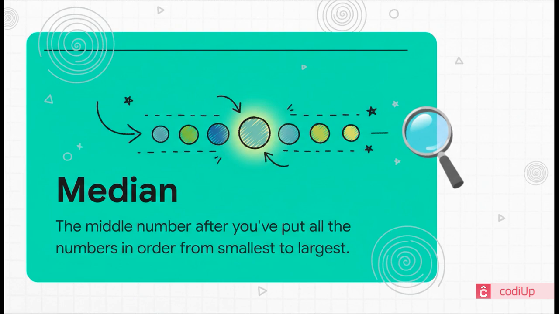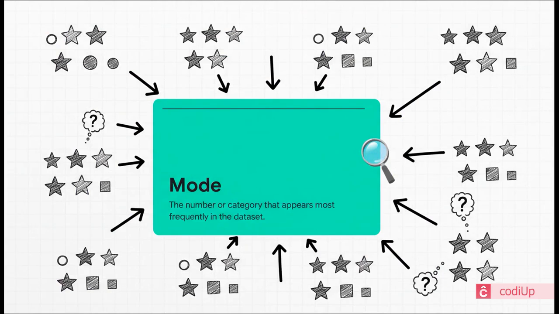The median is all about one thing: position. All you do is line up your numbers from smallest to largest, and you pick the one that's sitting right in the dead center. It's the true middle of the pack. And last but not least, we have the mode. The mode is basically the most popular kid in the class. It's just the number or category that shows up more often than any of the others. It's all about what's trending in your data.